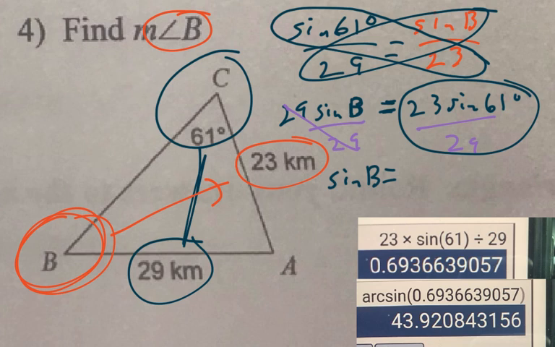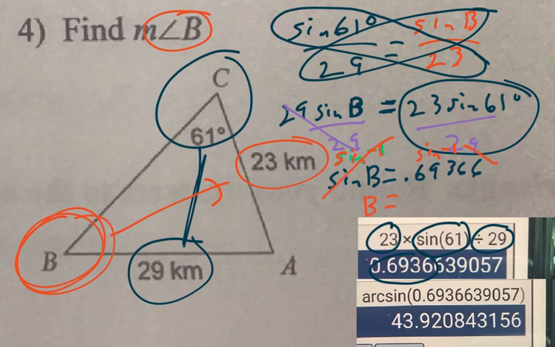So let's do this in our calculator. 23 times sine of 61, divided by 29 is 0.69366, and so on, right? Well, to find B, what we need to do now is a sine inverse. That's not showing up very well. Let's try red. We're going to do a sine inverse. That gets rid of sine, right? So I know my angle B is the sine inverse of that quantity.